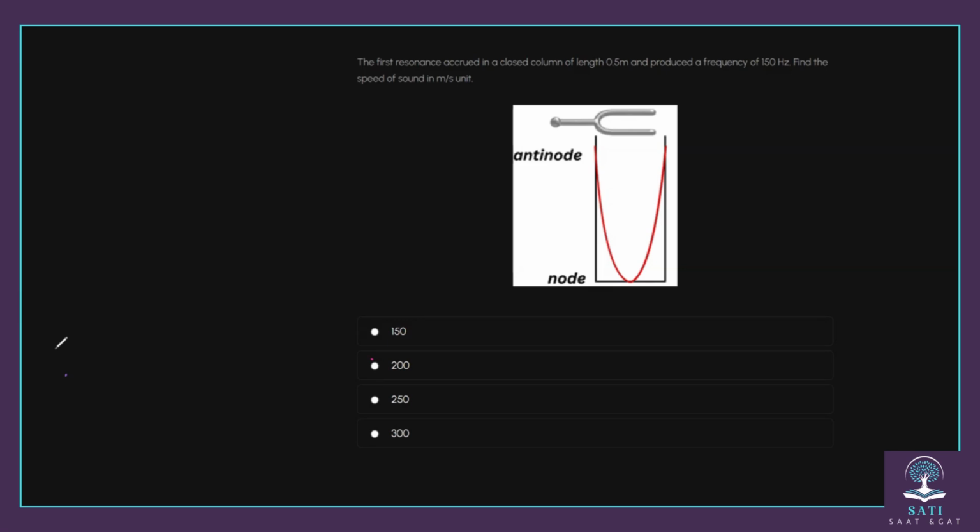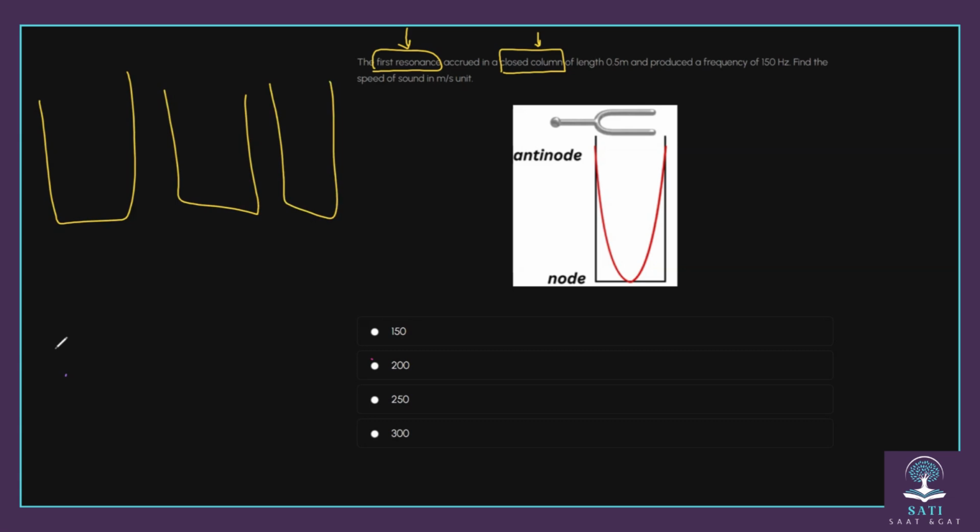So here now, they are talking about closed. This is now the first idea. Then they are talking about the first resonance. So now they are talking about closed, as we said, and the first resonance happens in closed when the length of the tube equals a quarter lambda. And you need to memorize that.